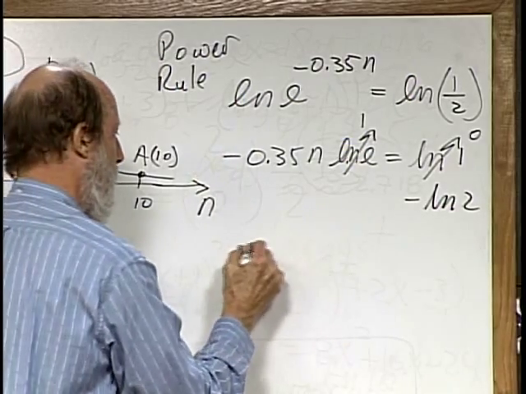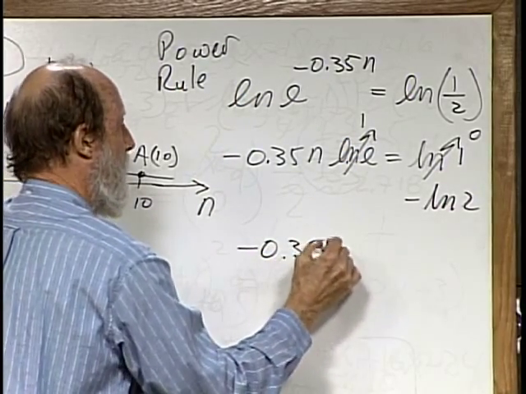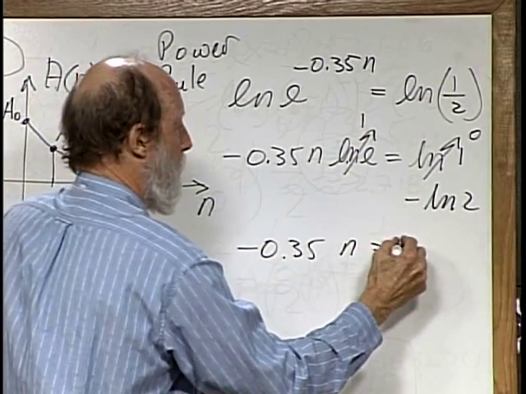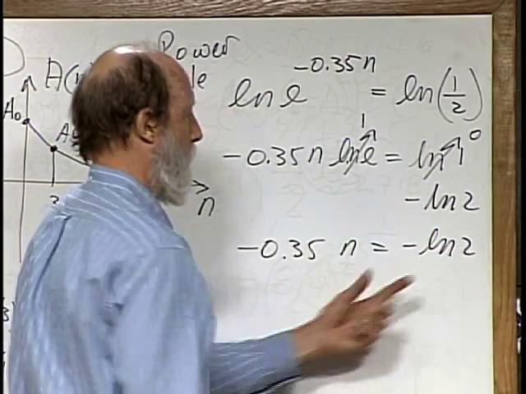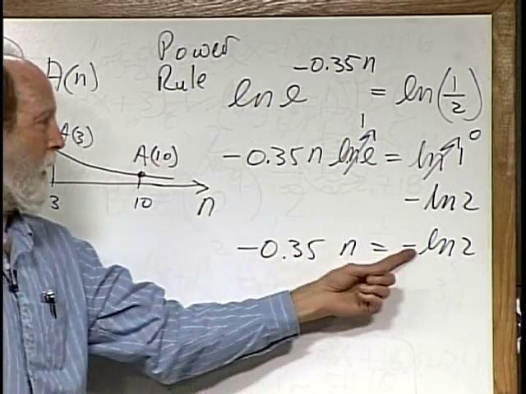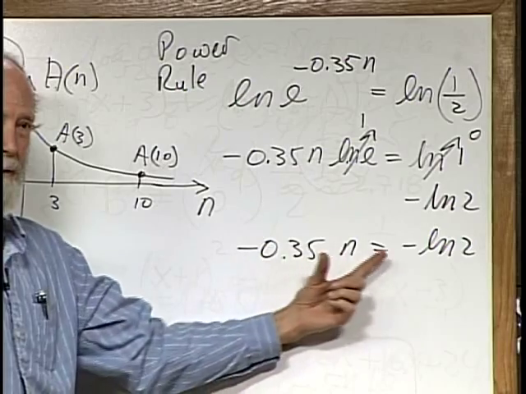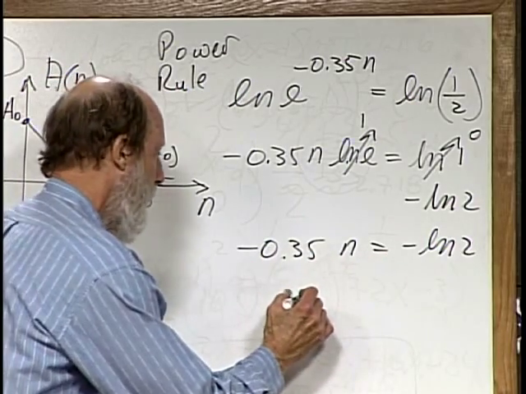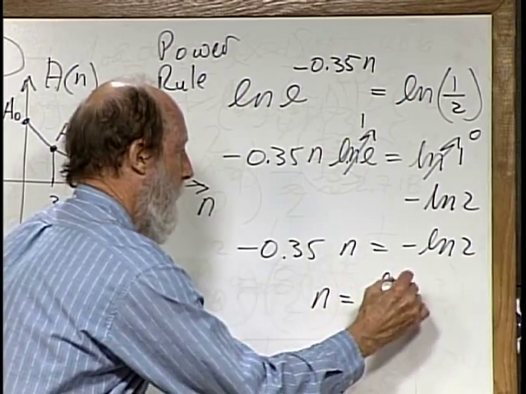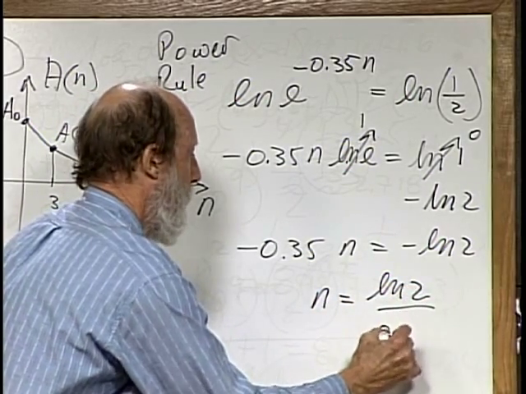So what we get is a beginning algebra question now. Negative 0.35 n equals minus natural log of 2. Natural log of 2 is just a number. And multiplying both sides by negative 1, we get rid of that. And so it turns positive, and we end up with n is equal to the natural log of 2 over 0.35.